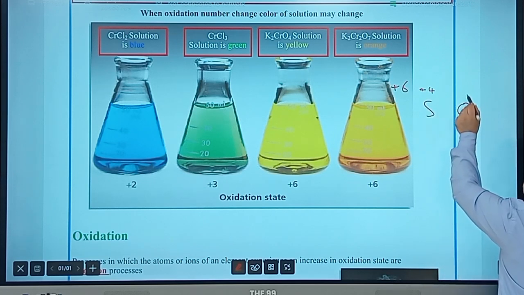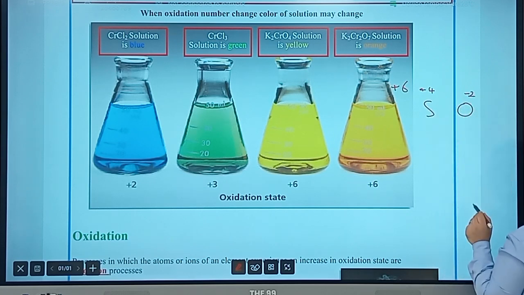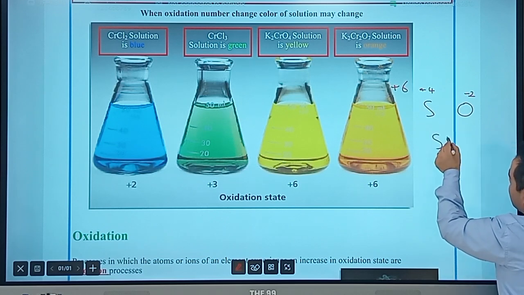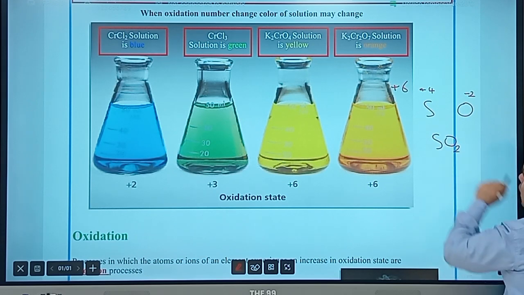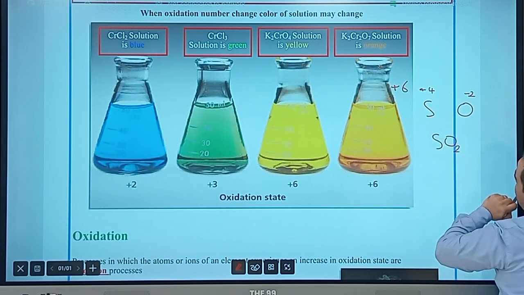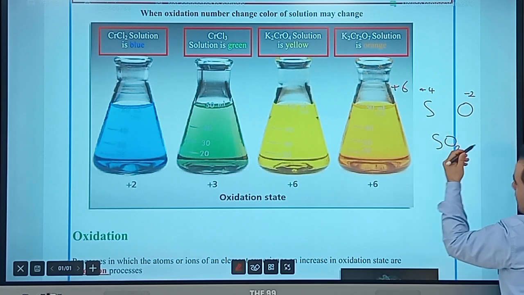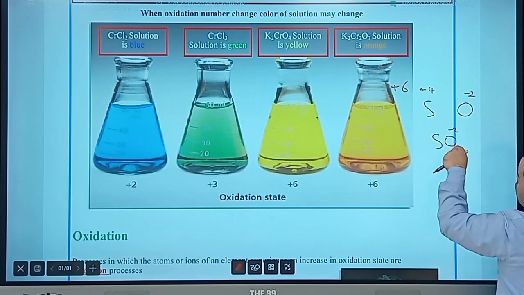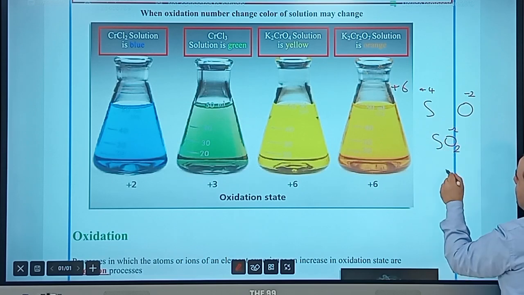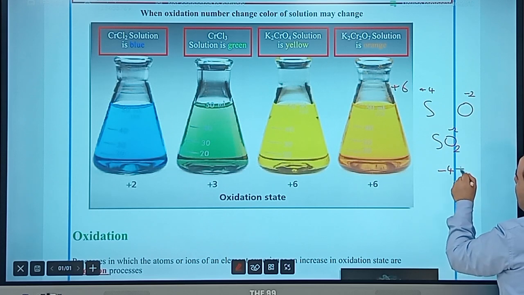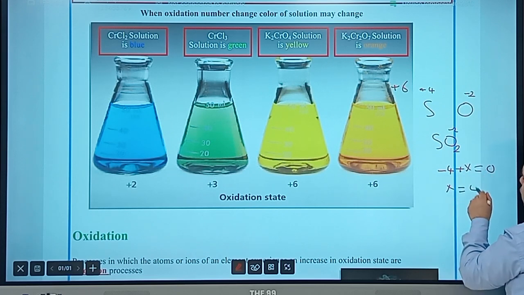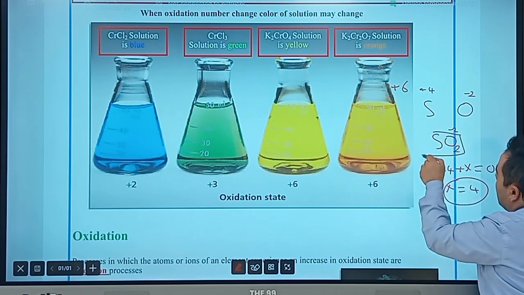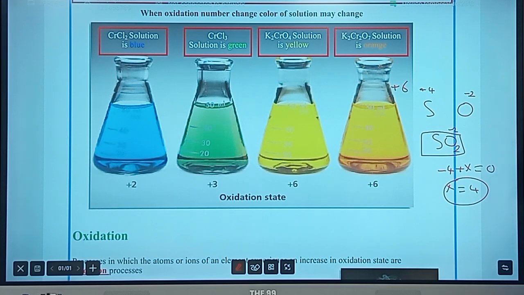Guys, when sulfur and oxygen combine, you know that oxygen has an oxidation number of negative 2. In the first case, you get SO₂ in order to get the oxidation number of sulfur positive 4. Why? Because we can calculate that 2 multiplied by negative 2 is negative 4, plus x equals 0, so x is equal to 4. In this case, the oxidation number of sulfur is 4. That's why we form a compound which is SO₂, sulfur dioxide.